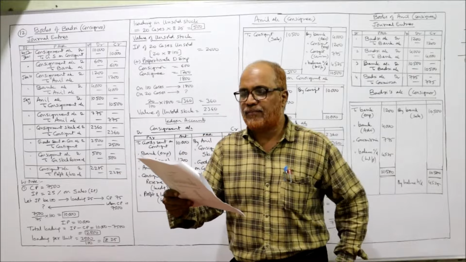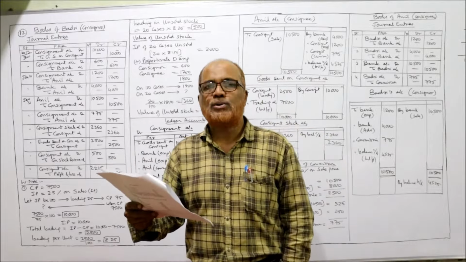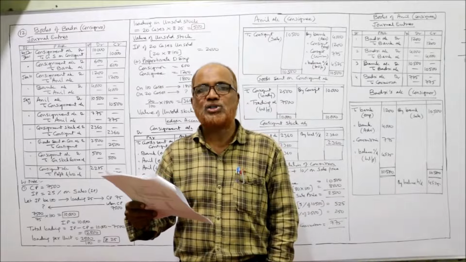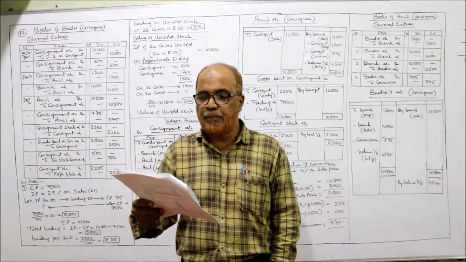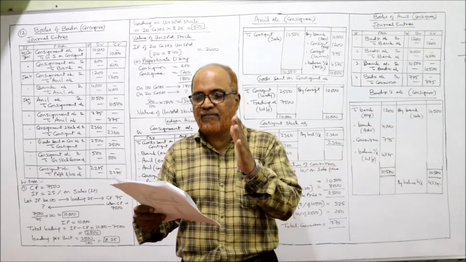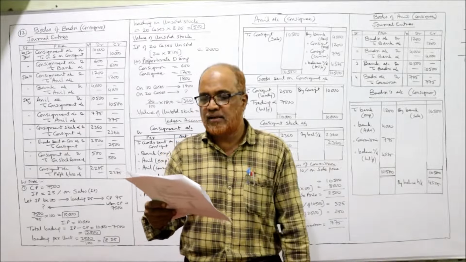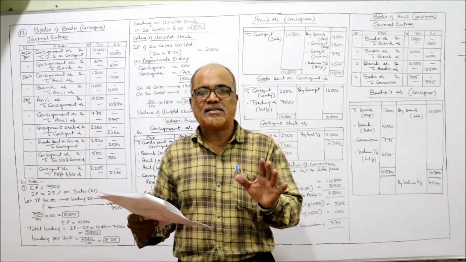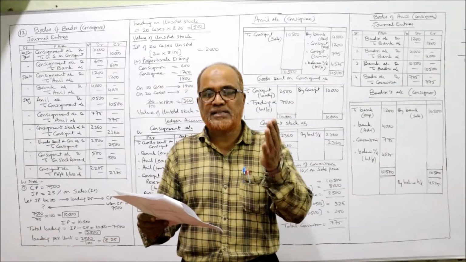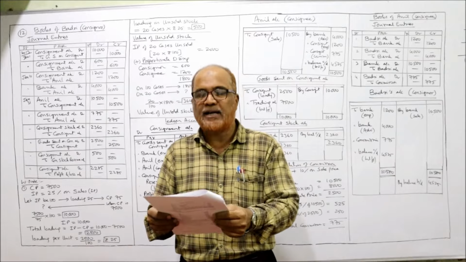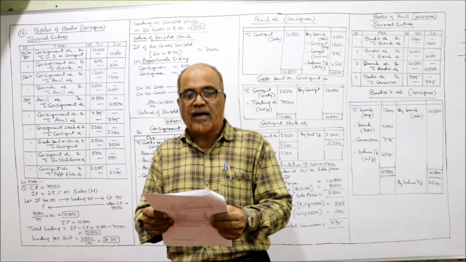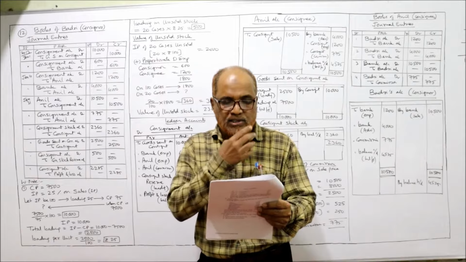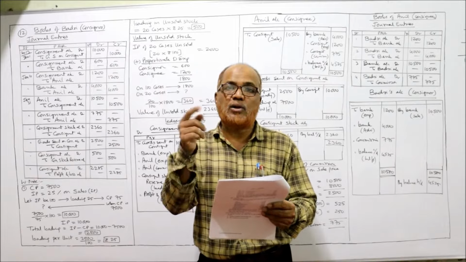Problem number 12. On 1st January 2013, Badri of Bombay consigned 100 cases, cost price 7,500, at a proforma invoice price of 25% profit on sale to his agent Anil of Allahabad. So actually 100 cases are sent by Badri. This is the consignor. Consignor is Badri and consignee is Anil. And 100 cases are sent. The cost price is 7,500. But invoice price is 25% on sales.